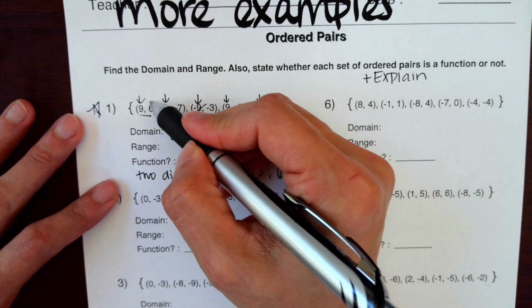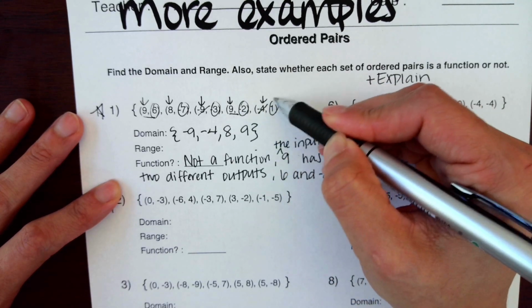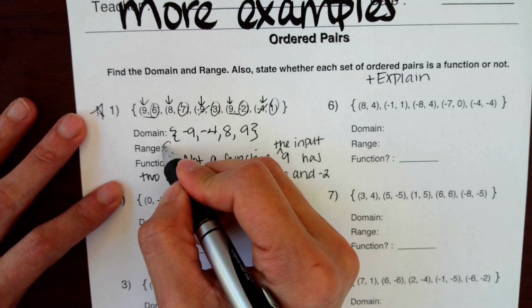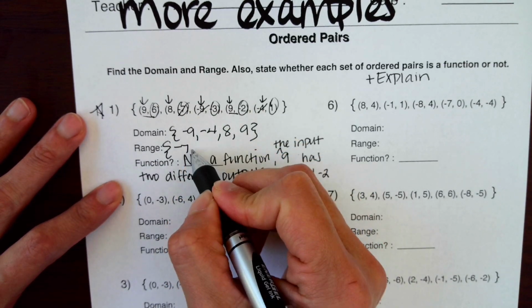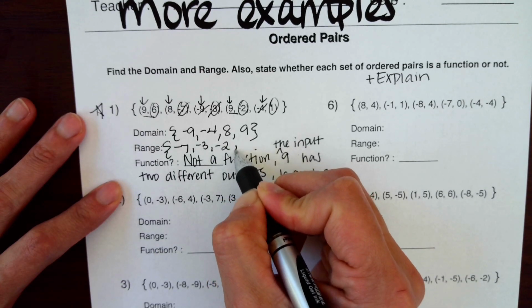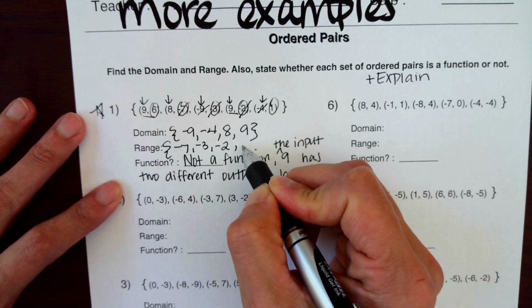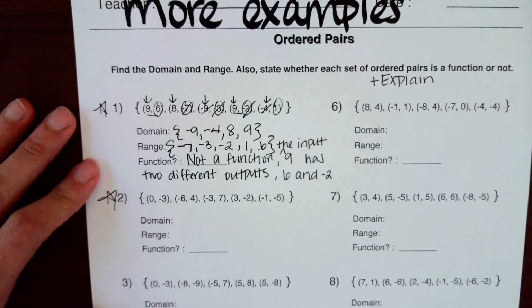The range, 6, -7, -3, -2, and 1. So similarly, least to greatest, -7, -3, -2, 1, and 6. And you close it with squiggly brackets.